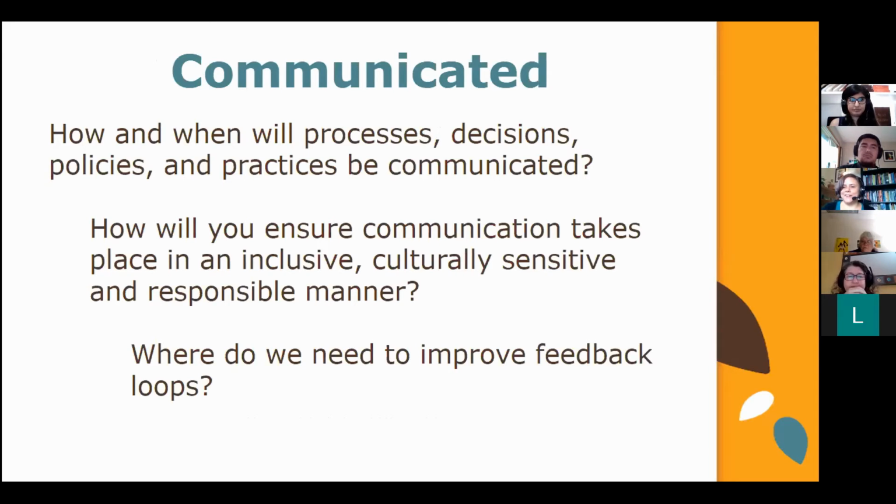A huge part of this, and one of my favorite uses of the equity tool, is this communicated. When and how will processes, decisions, policies, and practices be communicated? How will you ensure communication takes place in an inclusive, culturally sensitive, and responsible manner? And where do we need to improve feedback loops? With the decision to continue forward with the training, we decided we would communicate it out to you via email at a specific time, which we did by last Friday.